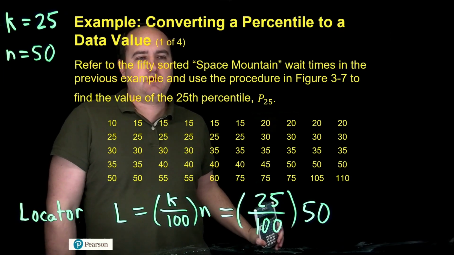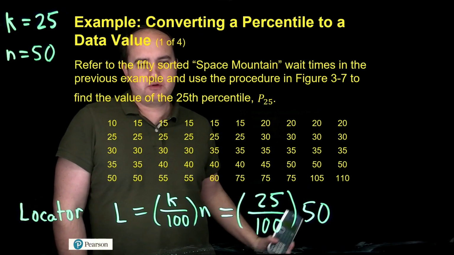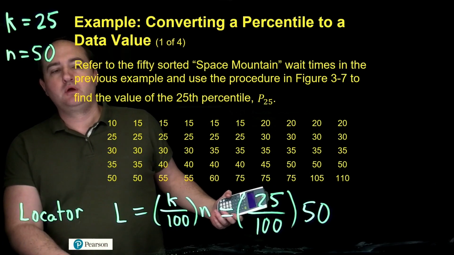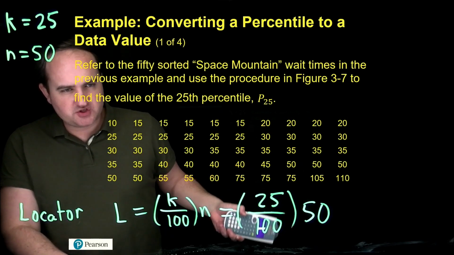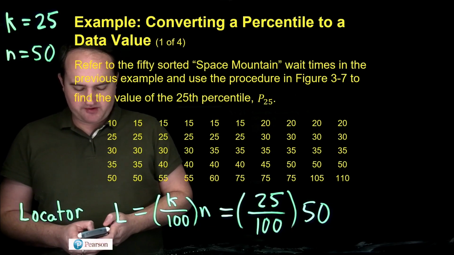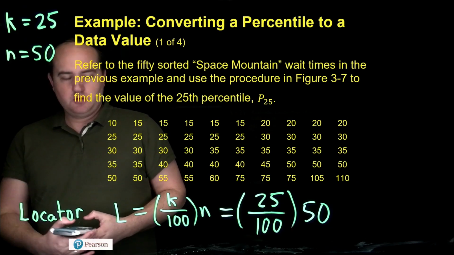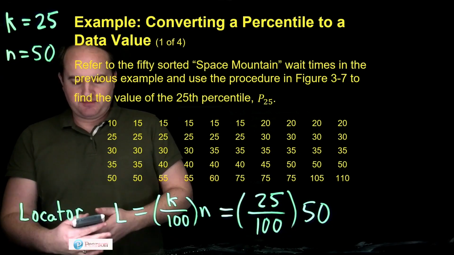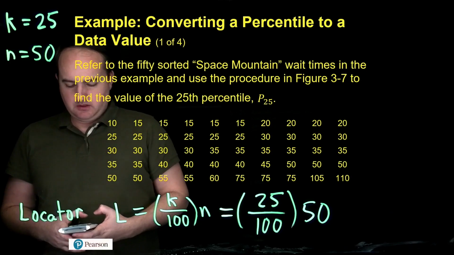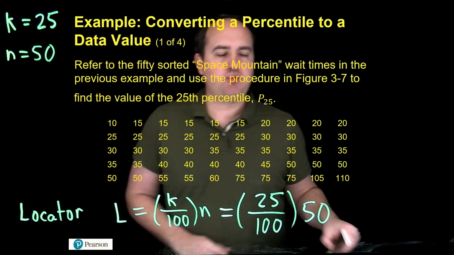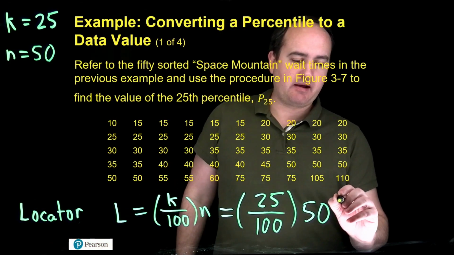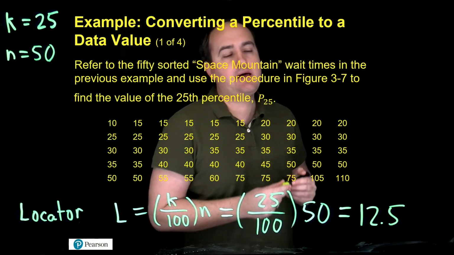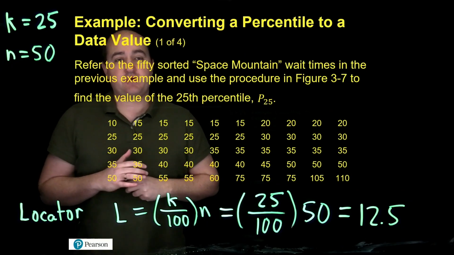With the calculator, you can do it either in 2 steps or 1 step. If you want to do it in 2 steps, you do the division first. So I'm going to do 25 divided by 100, which is 0.25. And then I multiply that times 50, which should give you 12.5 if you've entered it into your calculator correctly. So here we have a locator, L, equals 12.5.